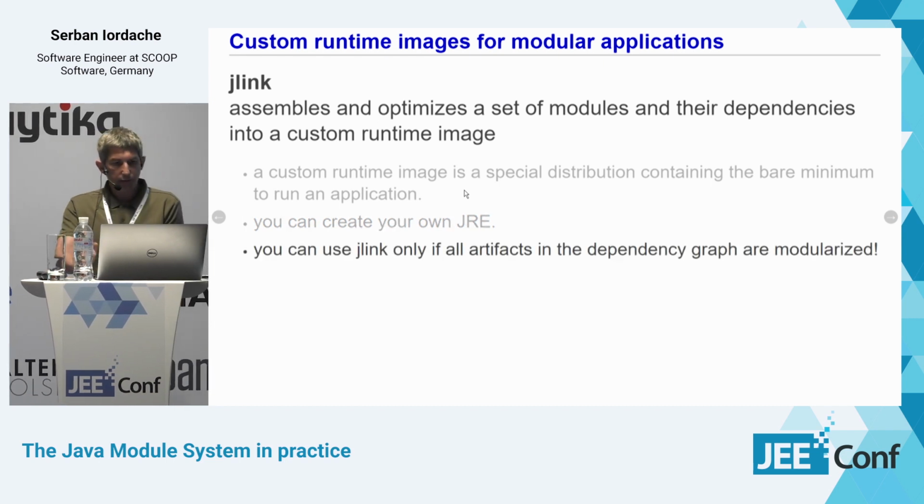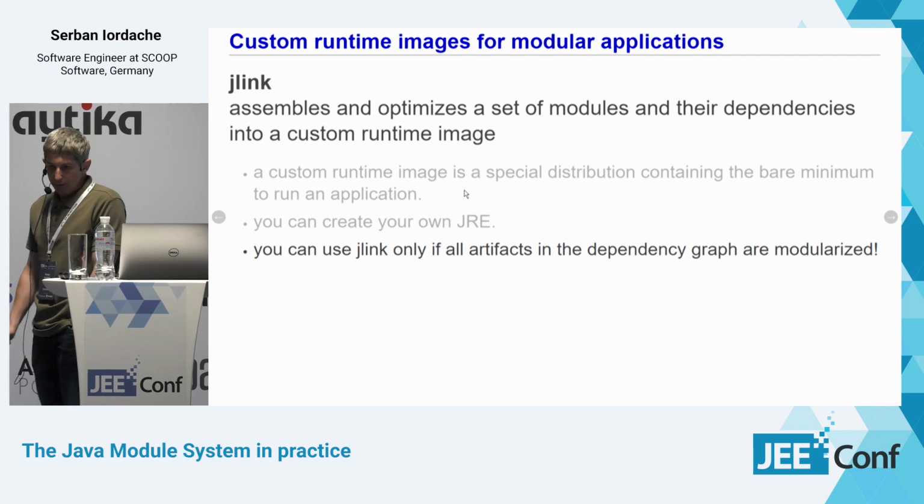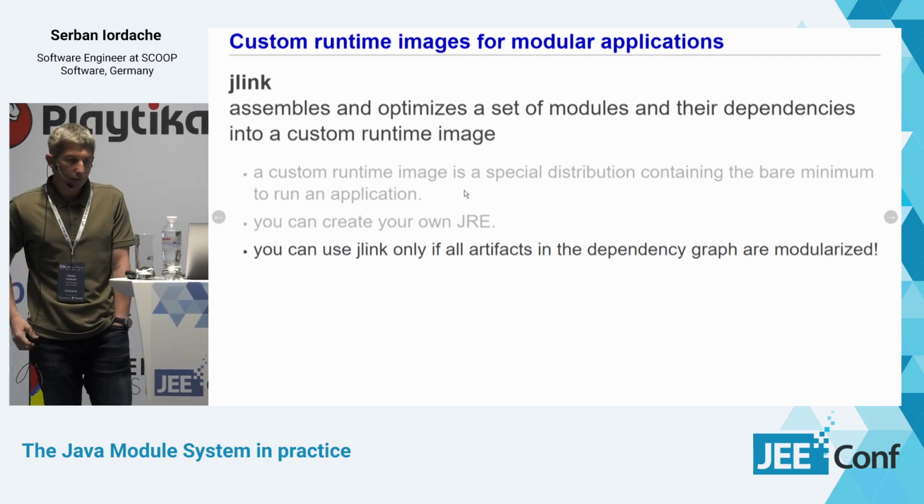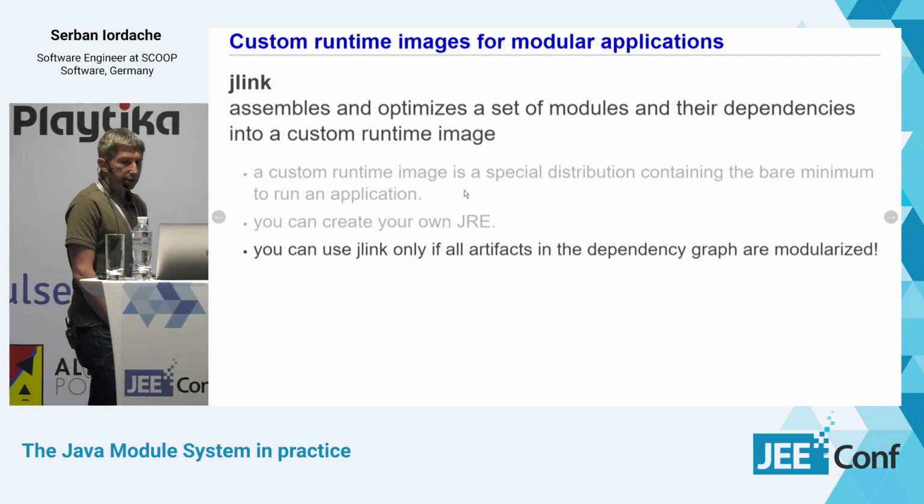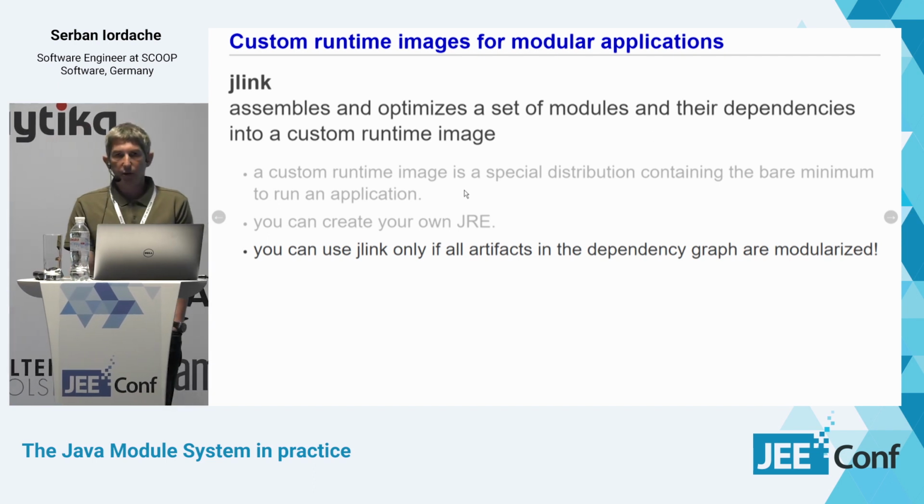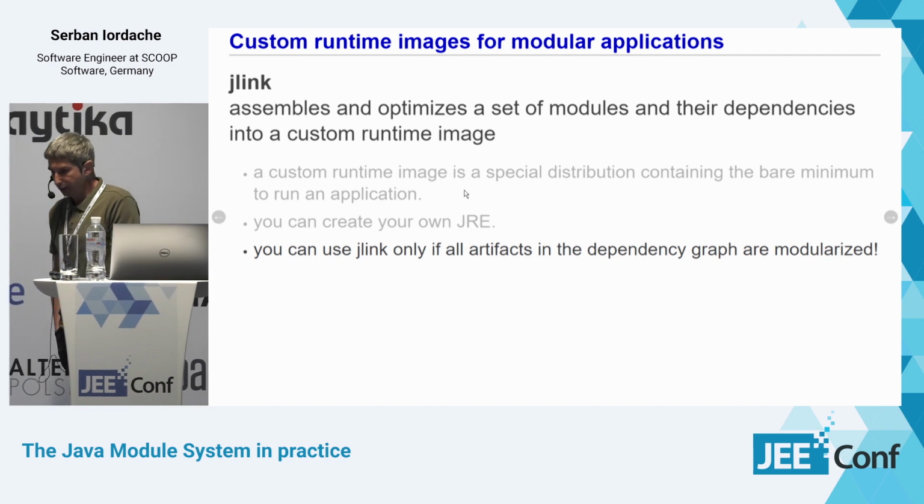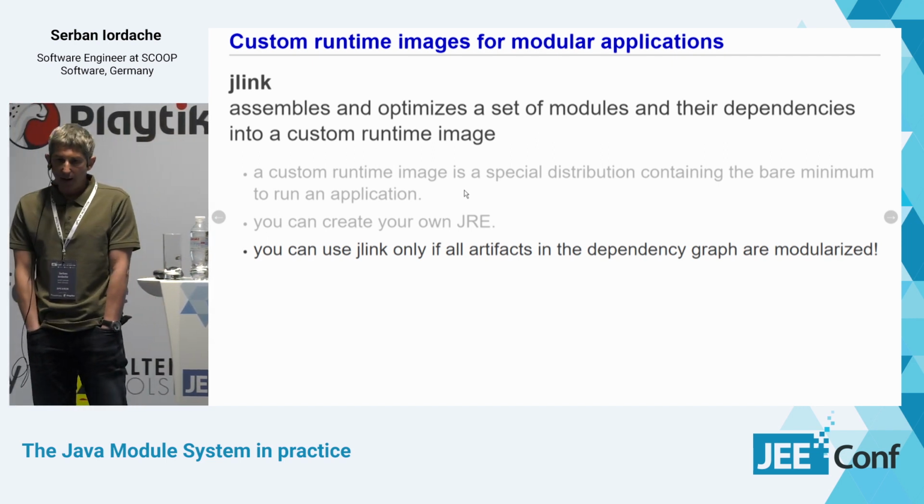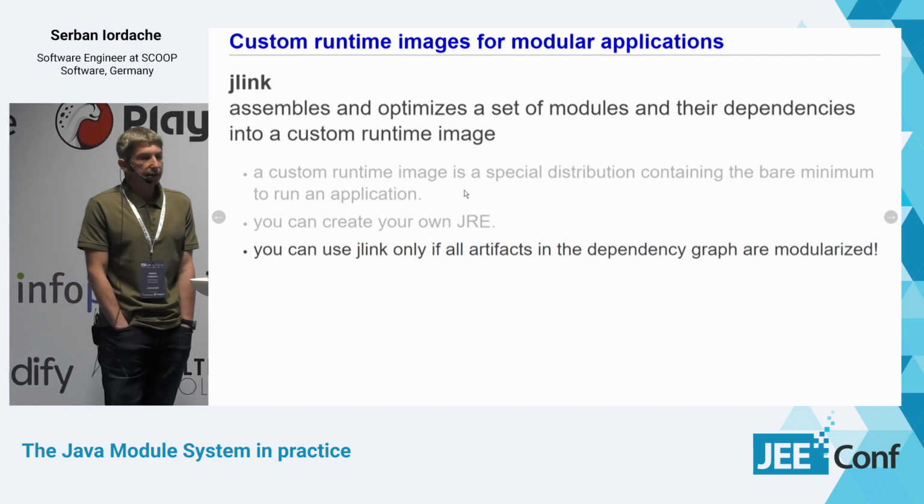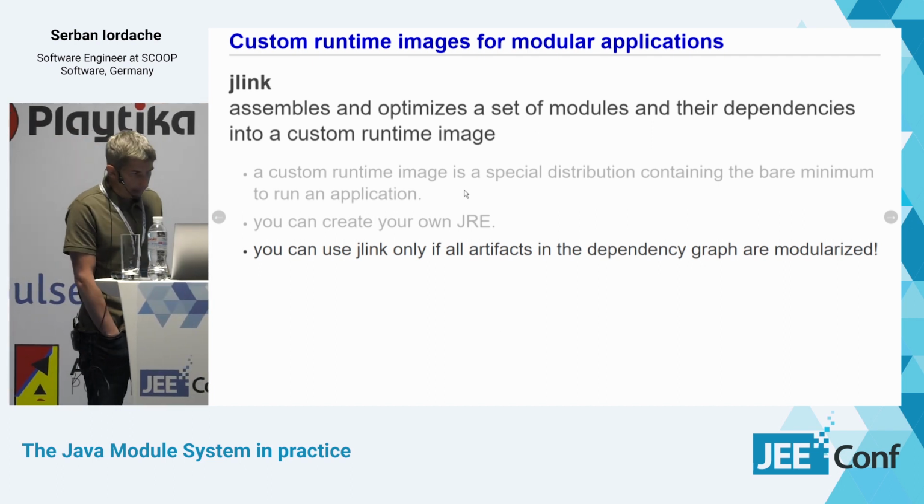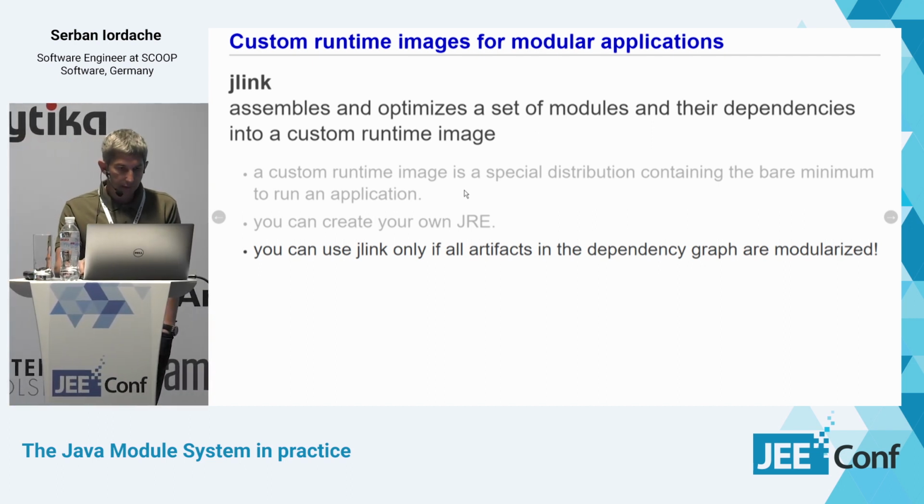But the jlink tool has a strong limitation. It can only work if all artifacts in the dependency graph are modularized. And that's scary because most of the time you have non-modularized artifacts in your dependency graph. But we can solve this problem.